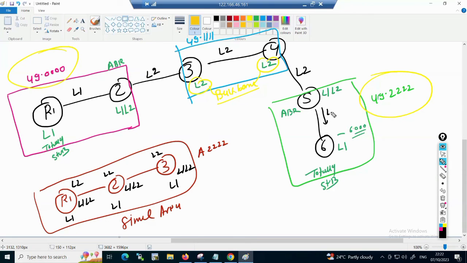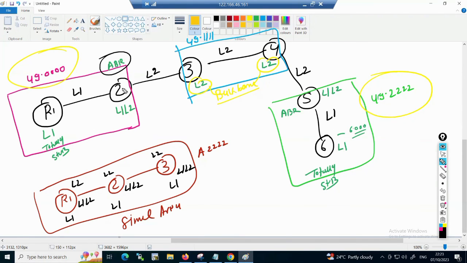Now the same behavior will be happening there. R1 and R2 are going to send the L1 and L2 hello packet, but this guy can only send the L1 hello packet. So router 6 cannot understand the L2 hello packet. Eventually the neighborship will be L1. So if you see the complete network, right?